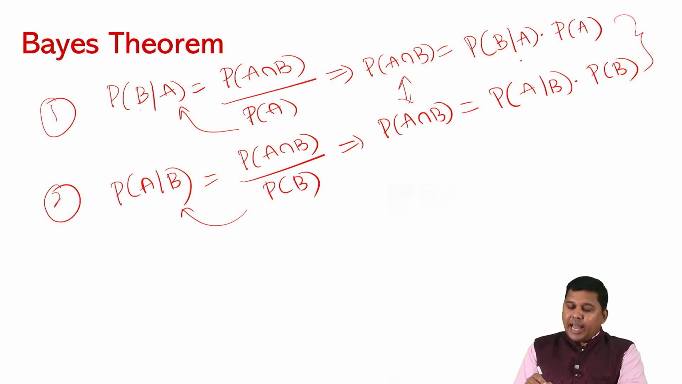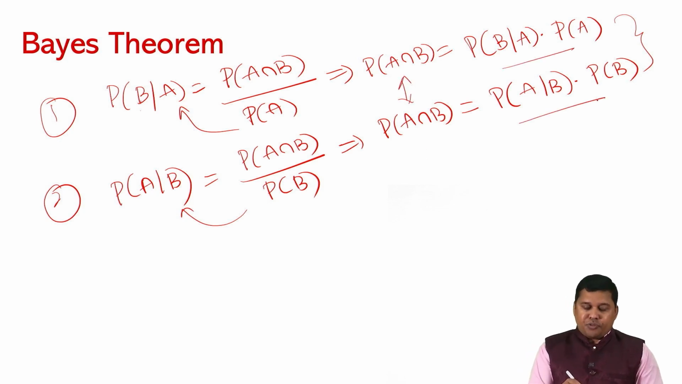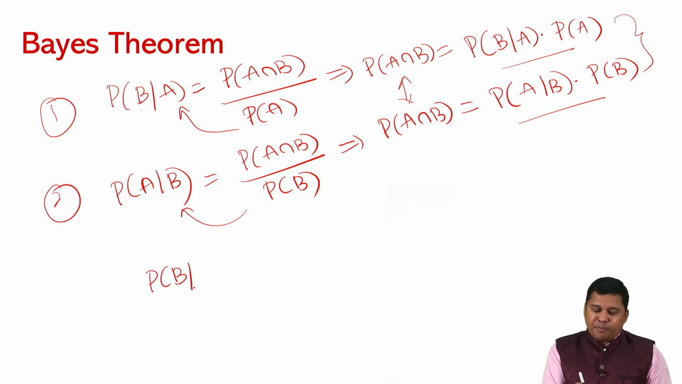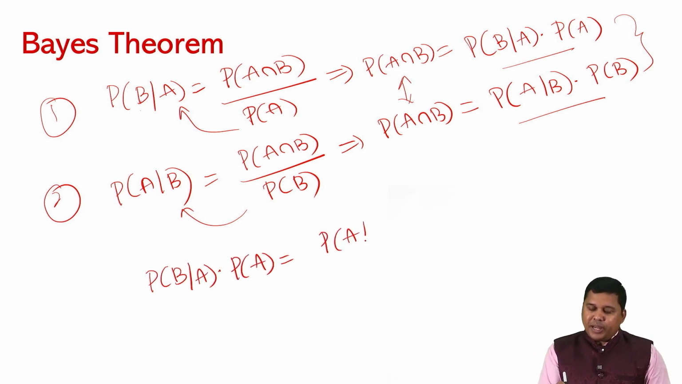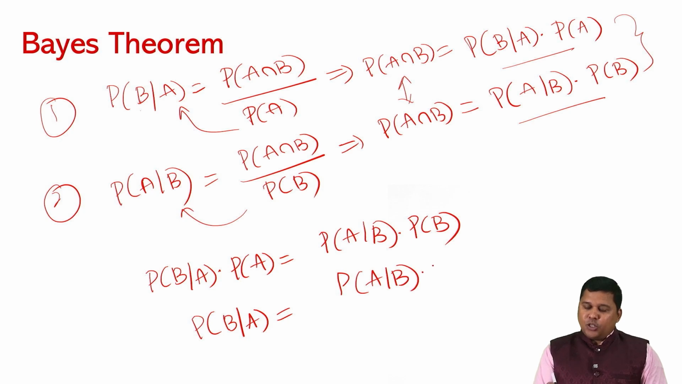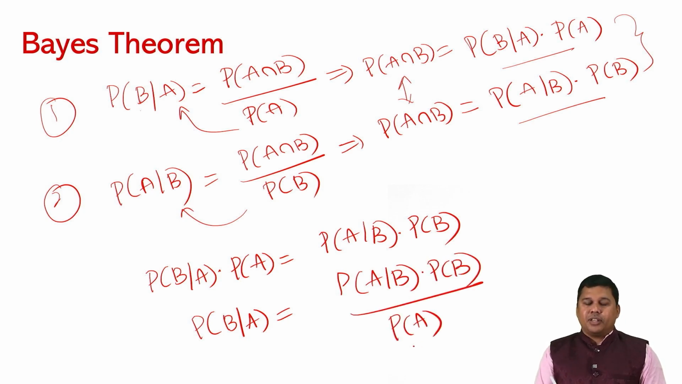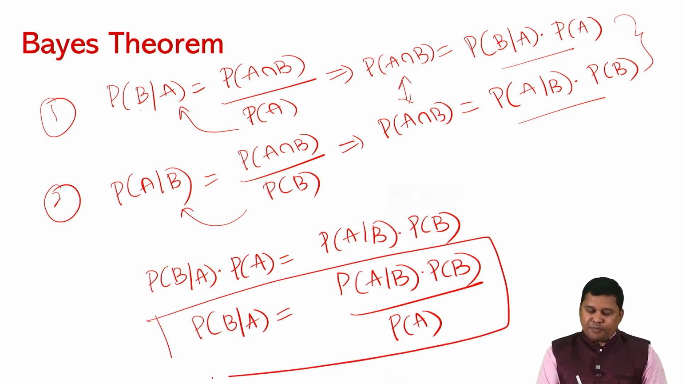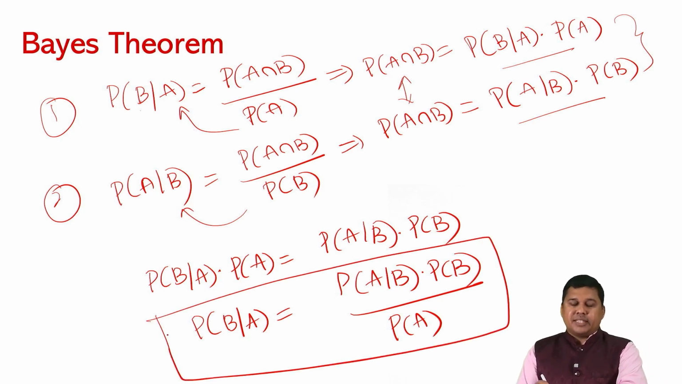When these both are equal, I can equate these two values. Therefore, P of B given A into P of A is equal to P of A given B into P of B. From this, if I want to find the probability of event B to happen given that A has already occurred, it is P of A given B into P of B divided by P of A. So, this is the formula of Bayes theorem.